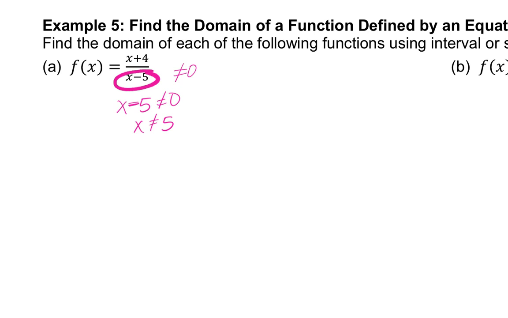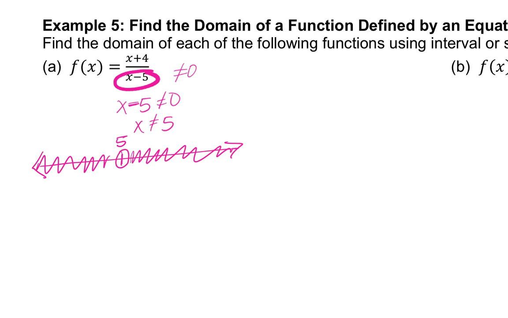So when you're looking at this on a number line, if this is where 5 is at, you can have everything to the right of 5 and everything to the left of 5, but not 5. X cannot be 5. It can be all the numbers except 5, because 5 will give you a 0 in the denominator, and you cannot divide by 0.